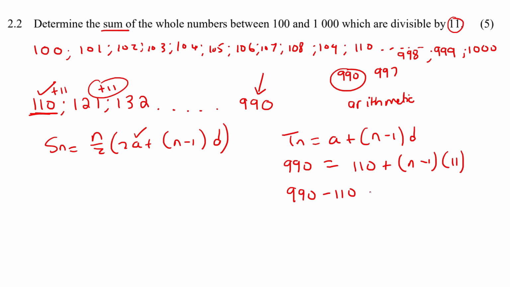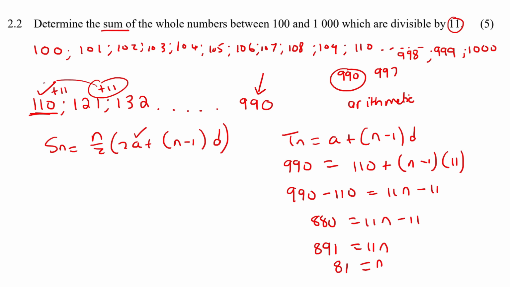There's many ways you can handle this next part. I'm going to multiply the 11 into the bracket like that. And we now have 880 on the left, 11n minus 11. Take the 11 over, it becomes 891. Divide both sides by 11, and you get 81. So there are 81 terms in this pattern over here.